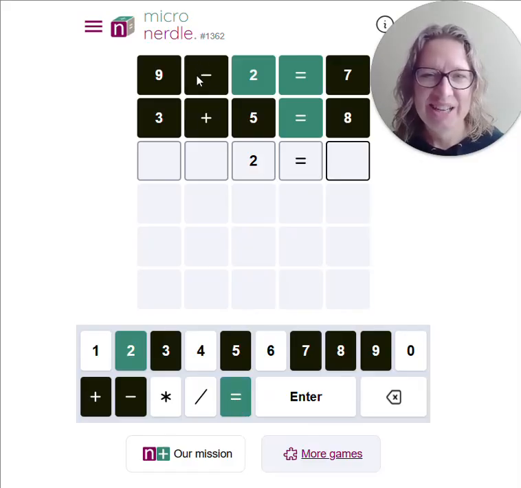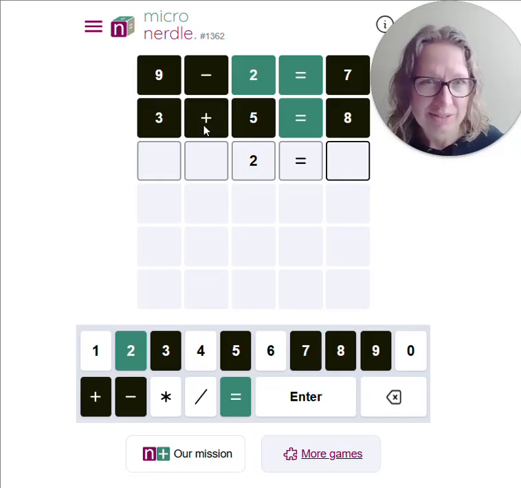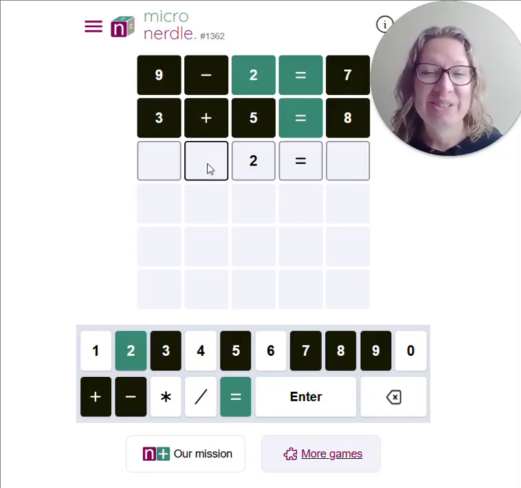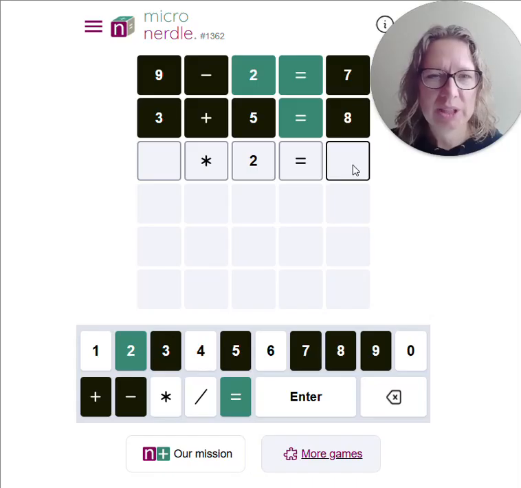And here's an interesting thing. We know it's not subtraction or addition. So it's going to have to be multiplication or division. Now we've just started learning multiplication, but I bet we could figure this out anyway. Maybe it's division. I don't know. Let's try times. So something times 2 equals something else.